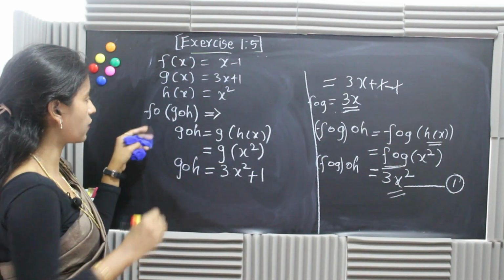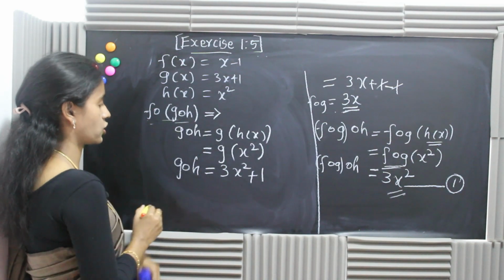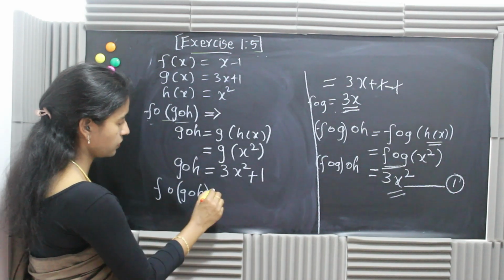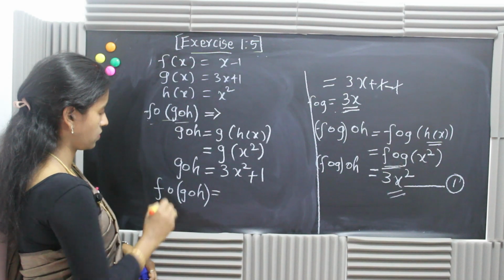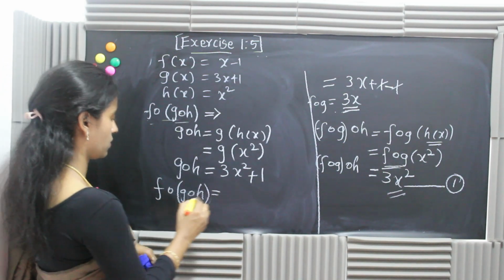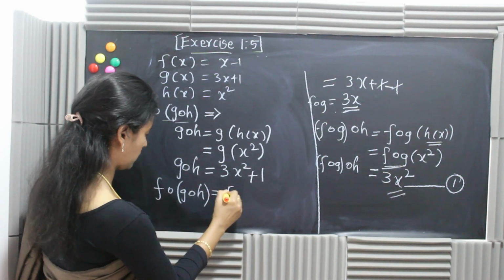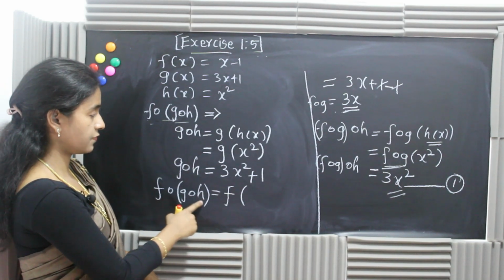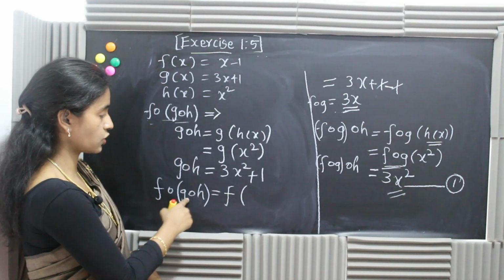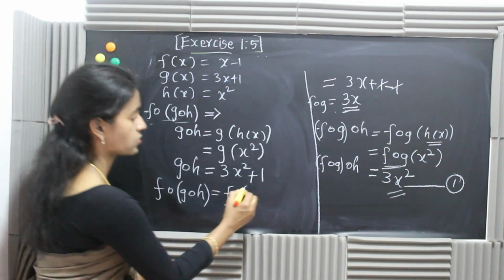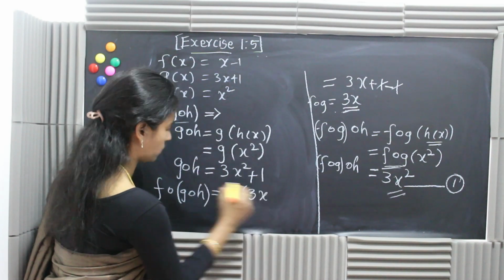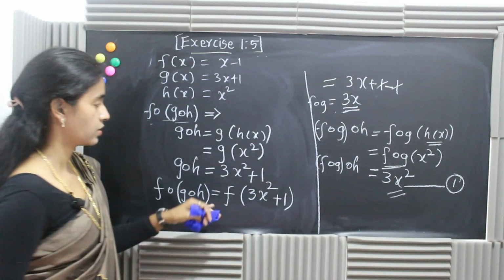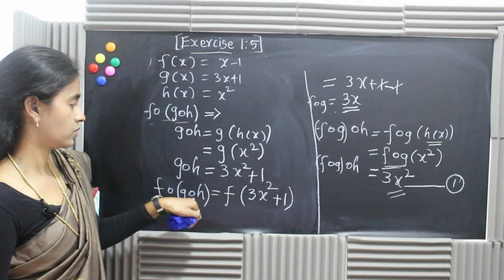And now what do we have to find out? f of g of h. How can we expand this? Before that, we can apply the value over here. g of h. What is g of h? 3x square plus 1, right? So I'm applying the value of g of h here: g of h is 3x square plus 1. I just apply the value of g of h.